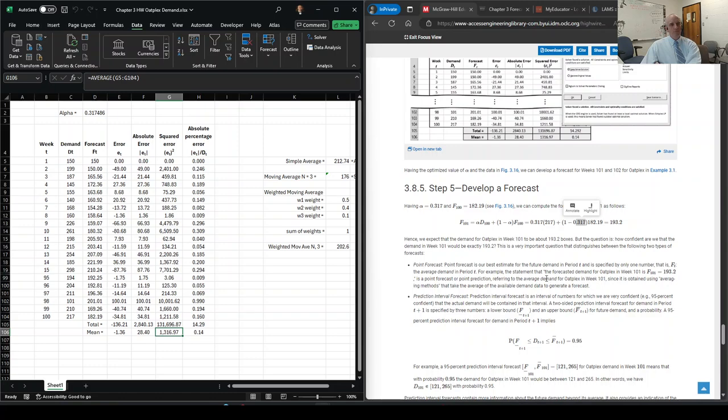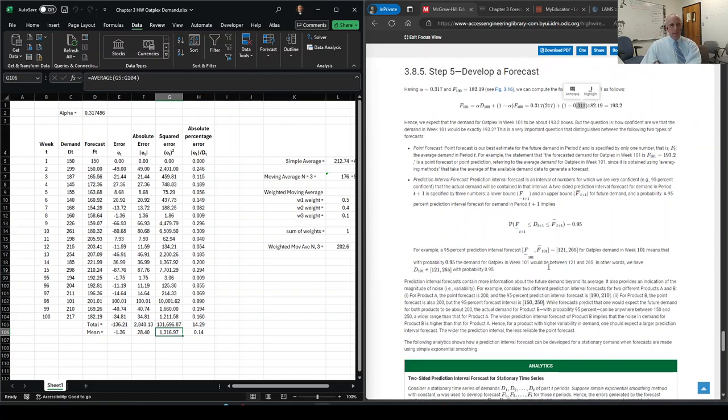So let's do that. We have a point forecast that we're going to create, and then we also want to do a prediction interval. So let's see the point forecast. Here's that equation. We know that we're going to do week 101, right? So let me just do this maybe a little bit weirdly. Is weirdly the right answer? What we're going to do is create a forecast. What is the forecast? We're going to use the exponential smoothing forecast.